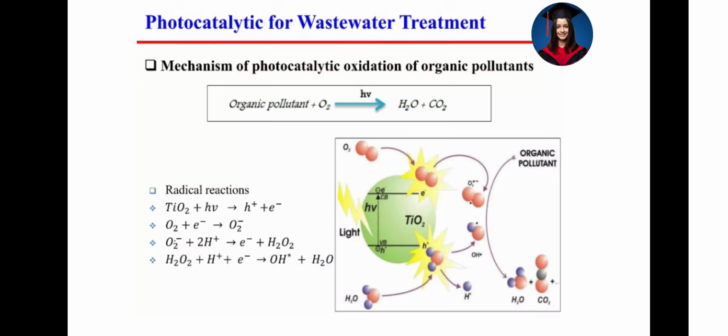Radical reactions: TiO2 interacts with the light, and there is a formation of hole and electron. That electron interacts with the O2 and converts it into O2 radical. O2 radical further reacts with 2 H+ ions and one electron to form H2O2, and H2O2 further reacts with H+ and an electron to form OH radical and water.